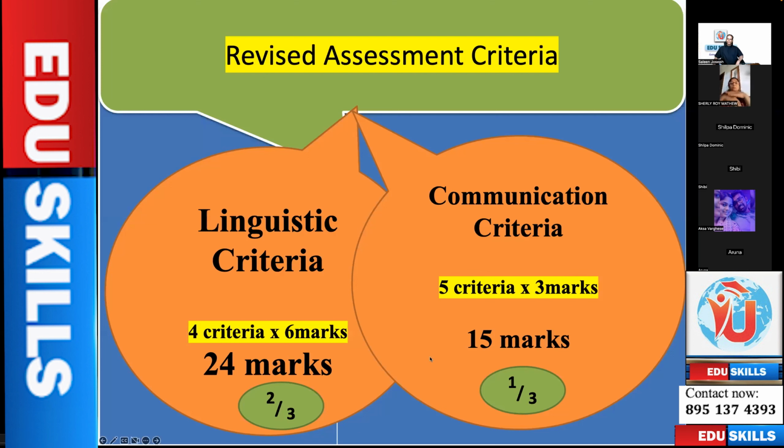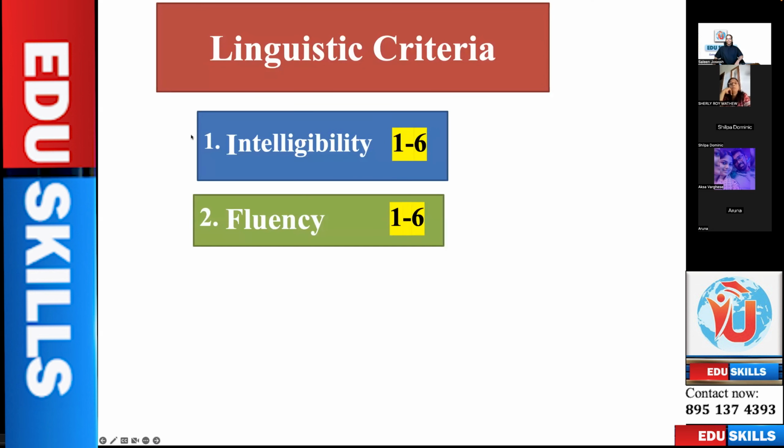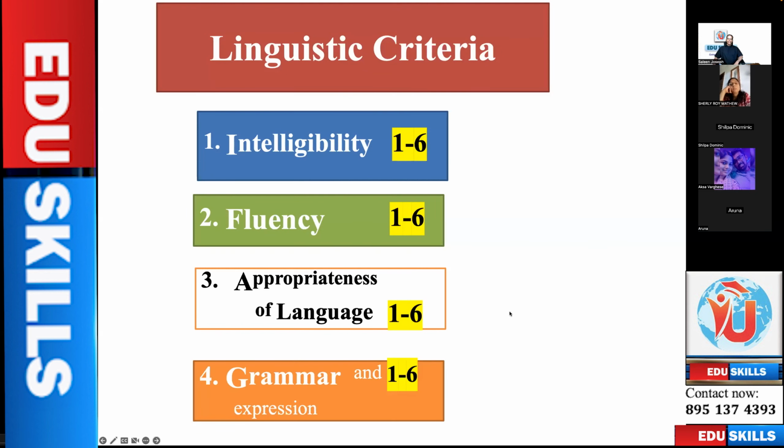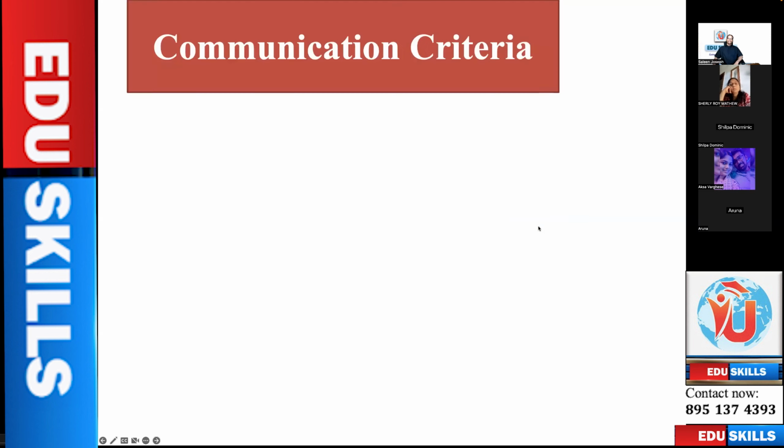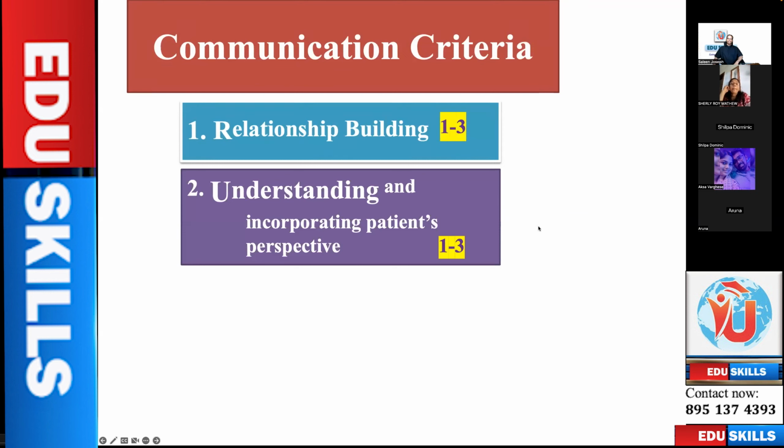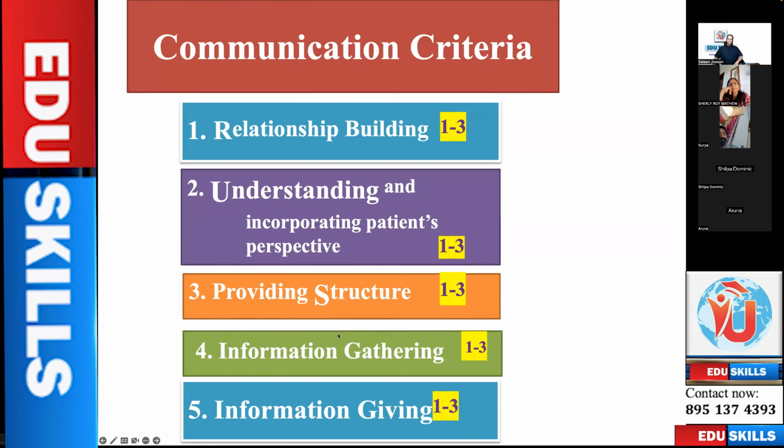Equally important. All these segments are equally important. Here 5 segments, here 4 segments. So 9 segments. In speaking it is important to develop each segment equally. Linguistic criteria: intelligibility, meaning whether they can understand what you communicate, fluency, appropriateness of language, grammar and expression. This is what I said, 4 segments. You have to focus on all these 4 segments. And communication criteria: relationship building, understanding and incorporating patient's perspective, providing structure, information gathering, information giving.